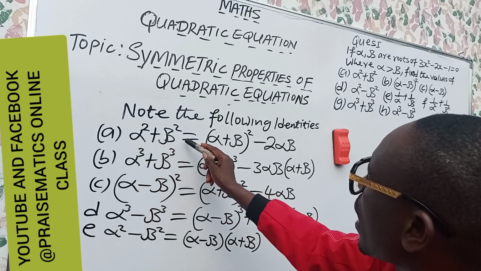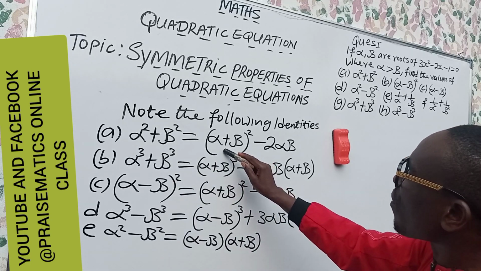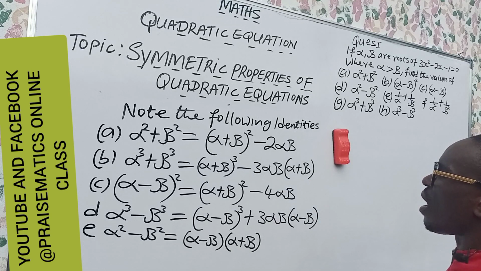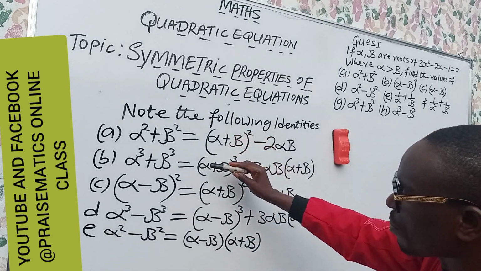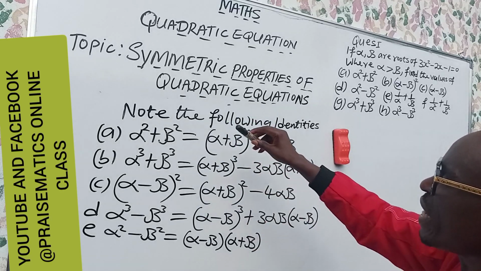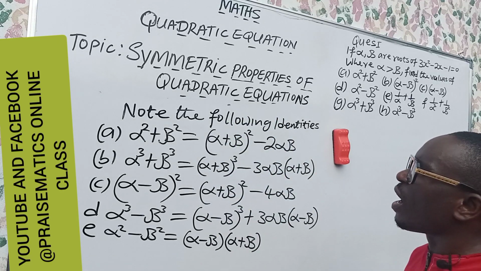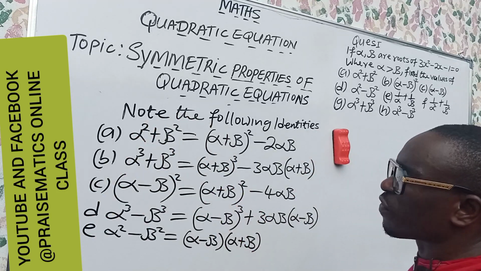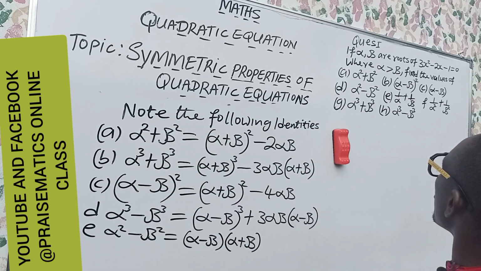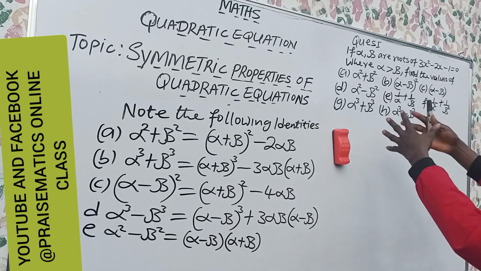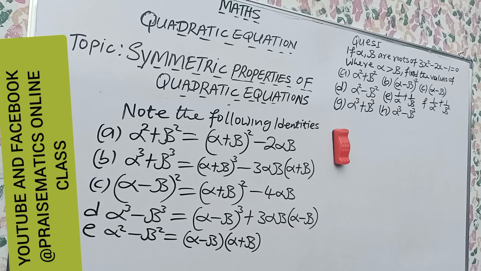alpha square plus beta square is equal to alpha plus beta all square minus 2 alpha beta. So this is the symmetric properties you must identify. That is like a formula. When solving anything in symmetric properties of a quadratic equation, you need to acknowledge this formula. Look at the question on the board, because we are going to use this formula to solve all these problems in symmetric properties of quadratic equations.